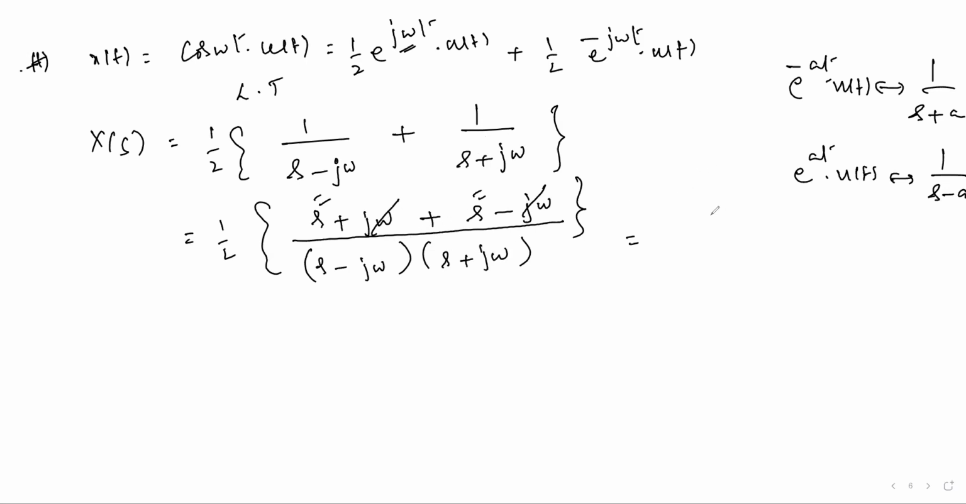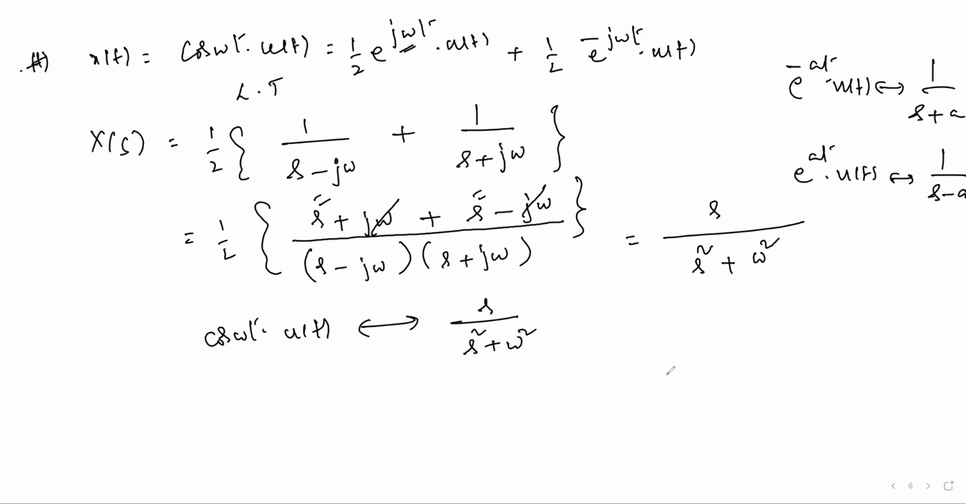2s by 2, 2 cancels, s divided by this is s square minus j omega whole square. J square is minus 1, so minus minus plus omega square. What I get means cos omega t u of t Laplace transform, I get s by s square plus omega square.